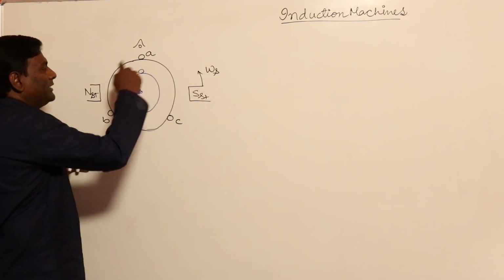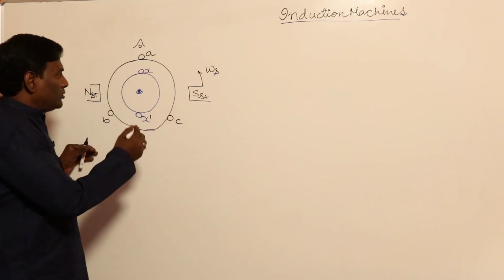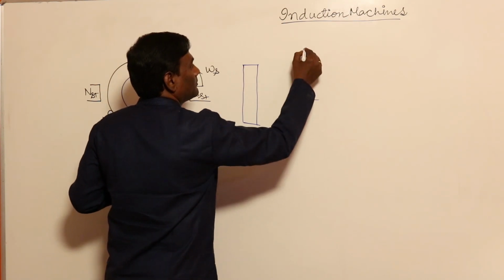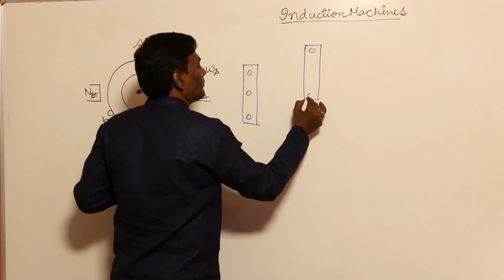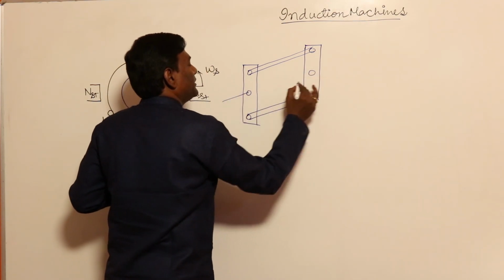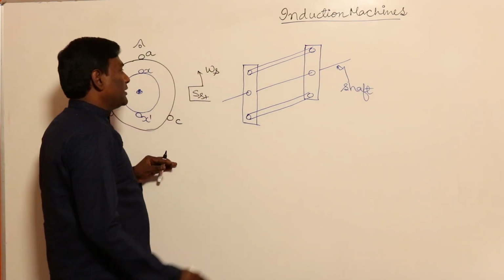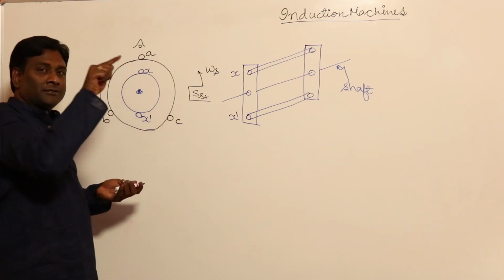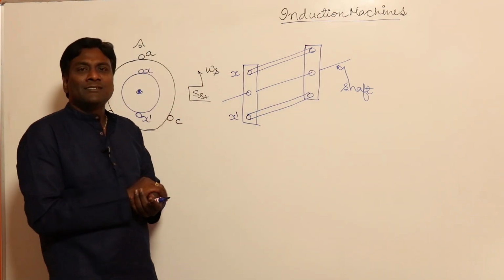Now if it is rotating in this direction, maybe this is going to be conductor X dash. So let me think of a short circuited ring, and this is short circuited like this, and this is going to be the shaft. For example, this is conductor X and this is conductor X dash. These two conductors are going to be short circuited at both ends. Now, let us see how the analysis will go.